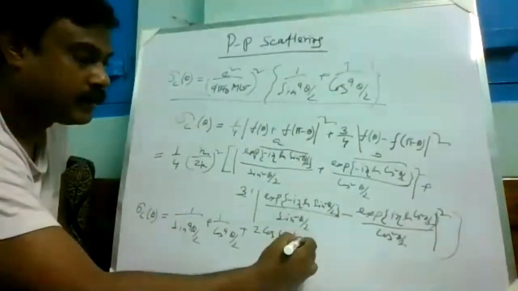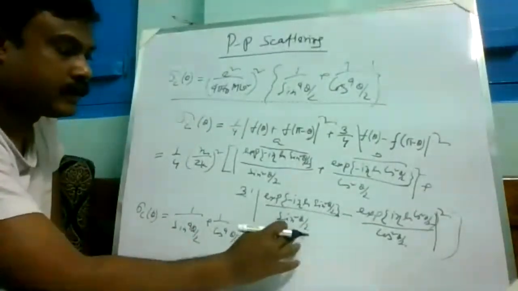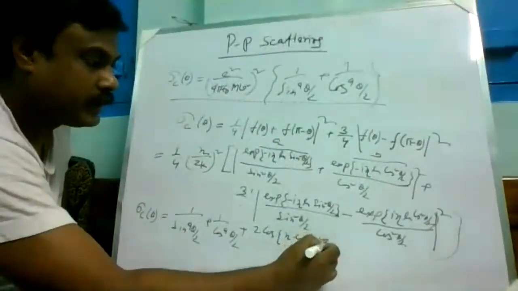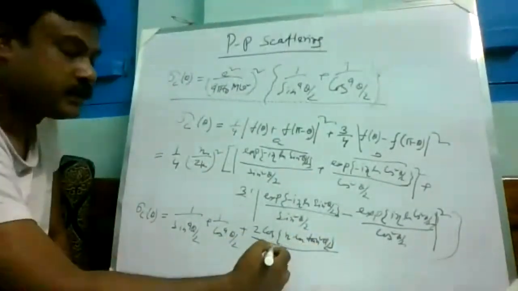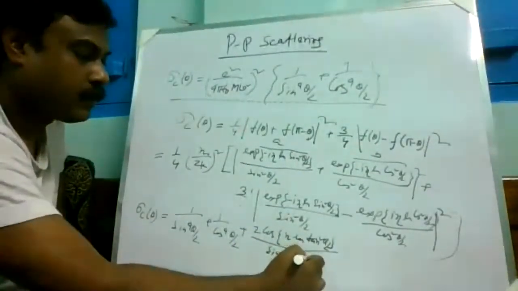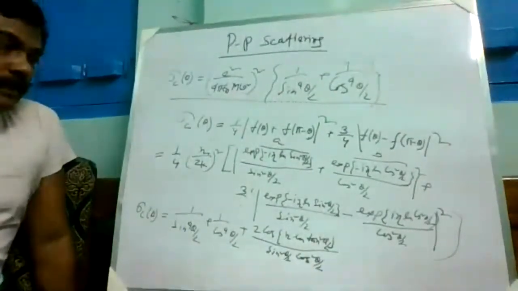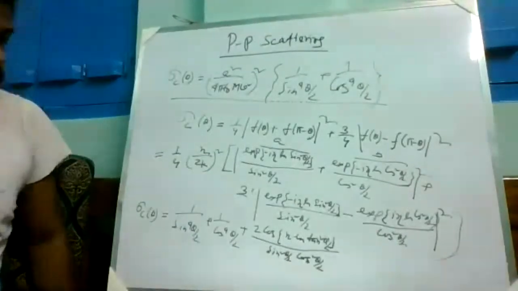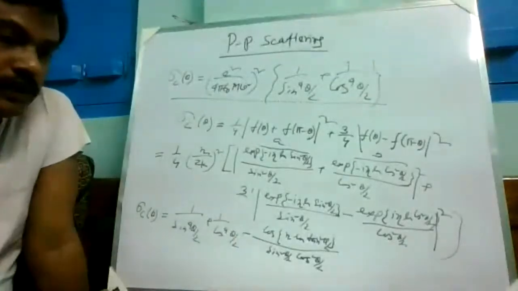ln cos theta ln tan square theta by 2 by sin square theta by 2 cos square. This is the first term. I'm extremely sorry. This will be like add up the two terms, then this will be like this.